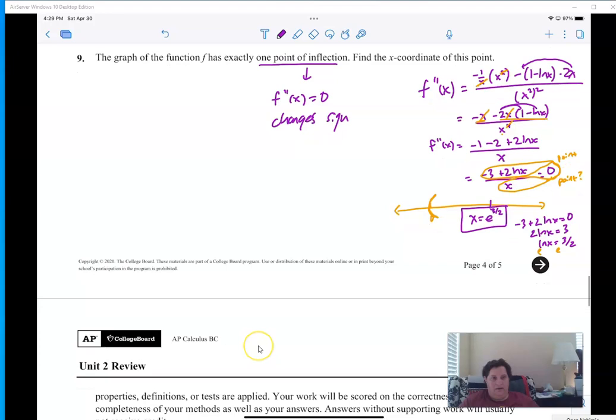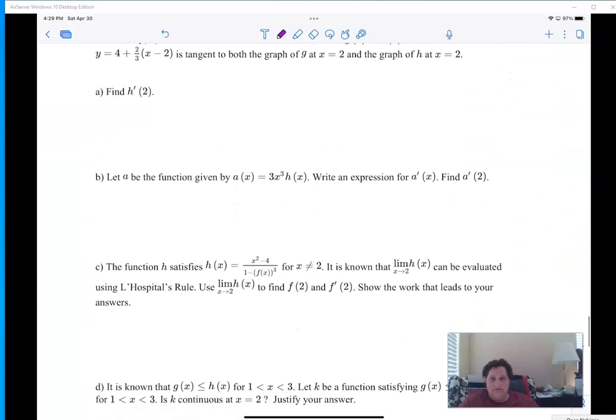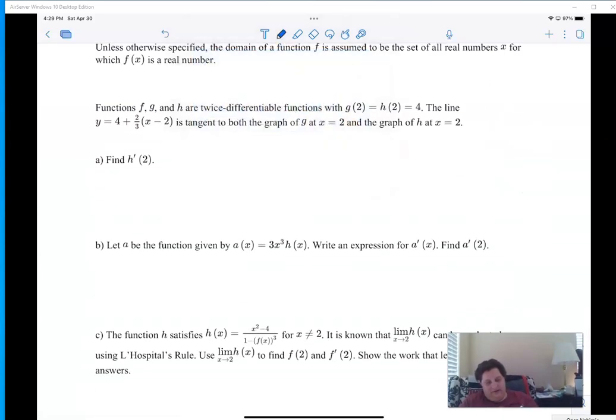Okay. You guys, number 10, we literally did this on review 1. So hooray! Just write something like, did on unit review 1.